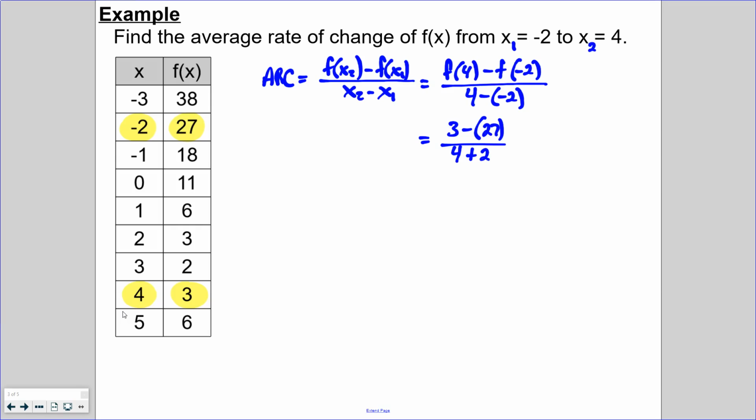Alright, we can continue simplifying this. 3 minus 27 is -24. 4 plus 2 is 6. And then -24 divided by 6 is -4, which means the average rate of change for this particular question is -4.